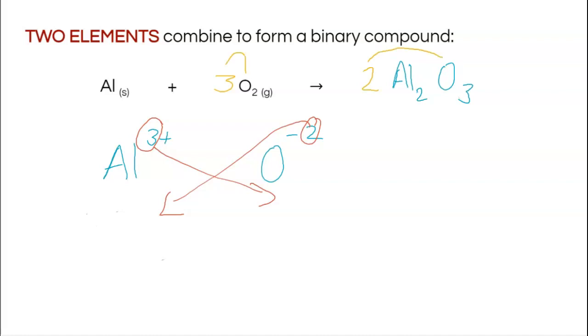But in the process of doing that, I've actually also altered my aluminum. And so now I have 2 times 2, or 4 aluminums. And so I'm going to go ahead and have to put a 4 in front over here. And now this is good and balanced.